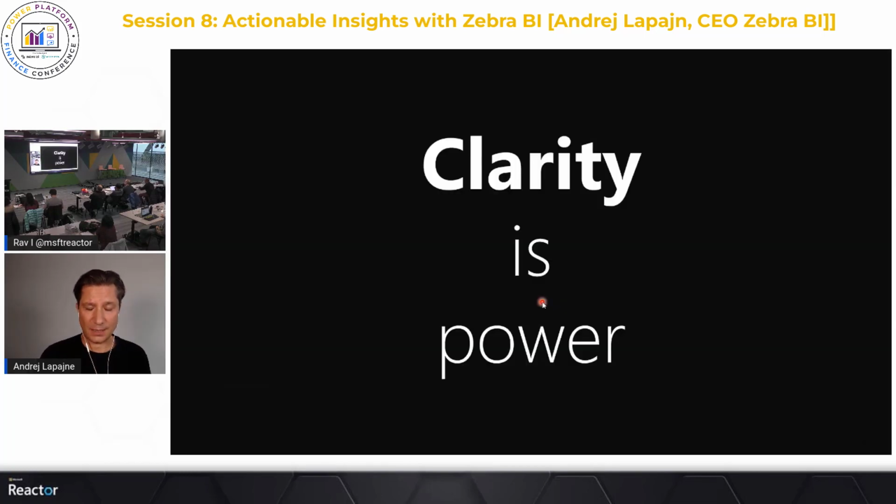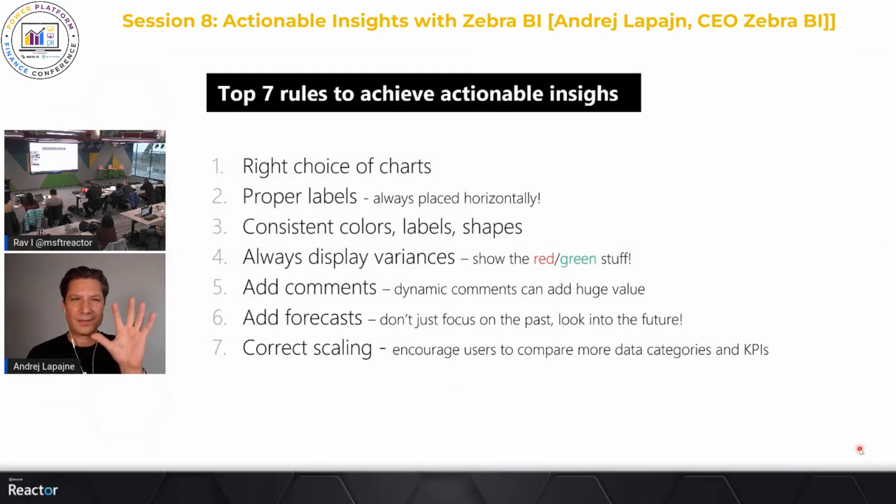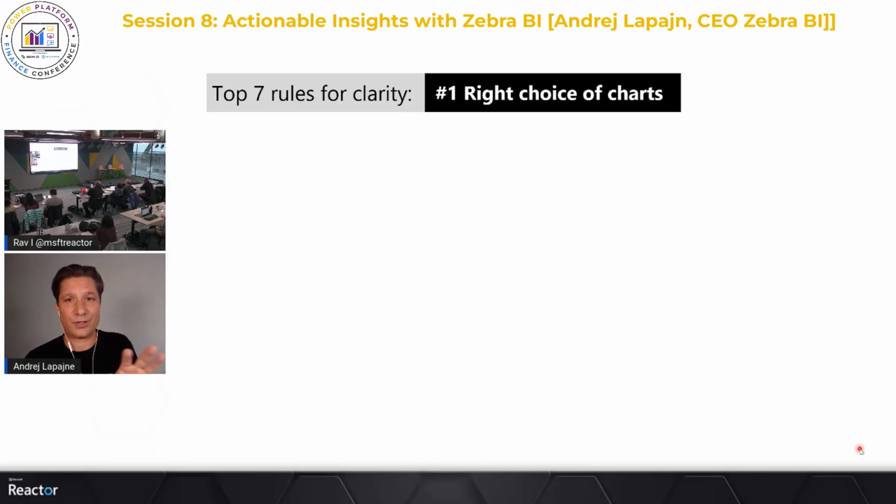Okay, so now going back to my main point here: how do you actually achieve that? I mean, to have clear presentation and visualization of data is obviously extremely powerful. Clarity is power. So let me break this down into the top 7 rules that we have distilled from the projects we've been involved in, from what we see when helping our clients. So number 1 rule is the right choice of charts.